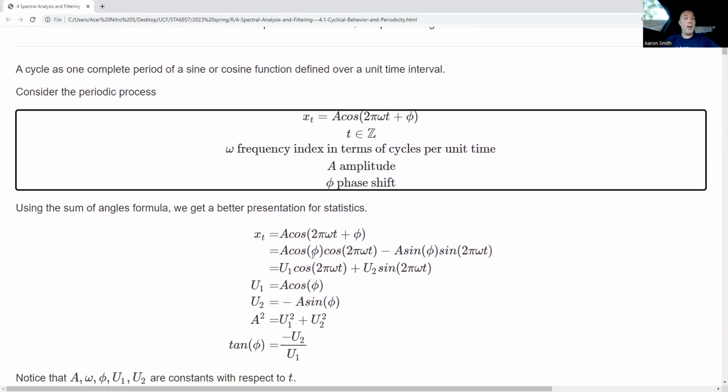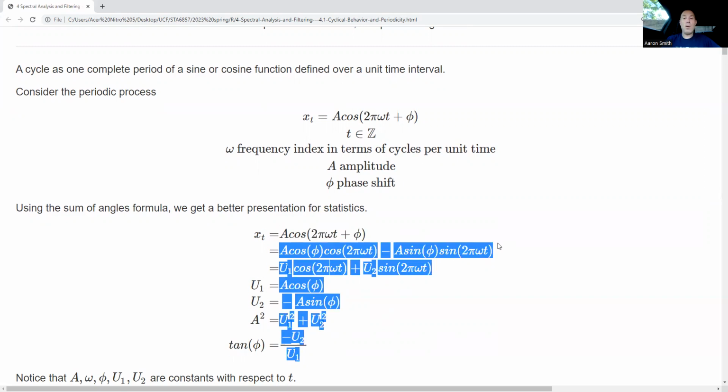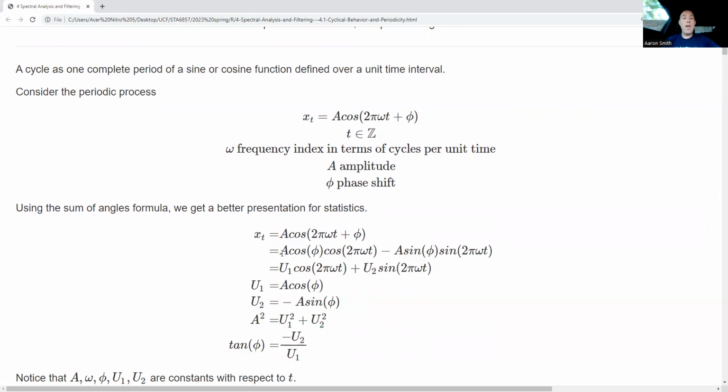When I apply my sum of angle formula, I get this formula here. If I look at this, A and phi are constants. Therefore, the sine and cosine aspects here are both constants. So I'm going to replace this with a constant, because I don't know what A and phi are anyway. I'll replace this with a u sub 2. Now in this representation, you'll notice that I've got a coefficient times cosine, and a coefficient times sine.